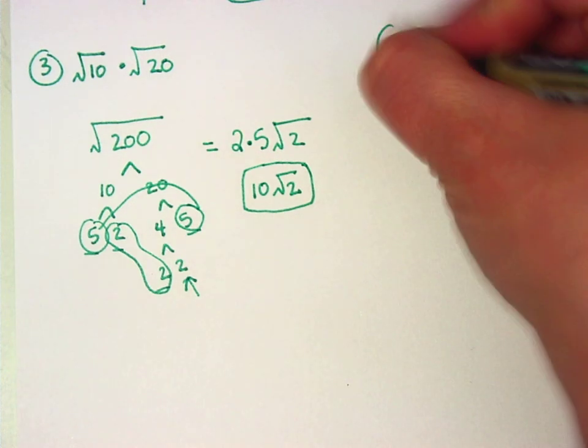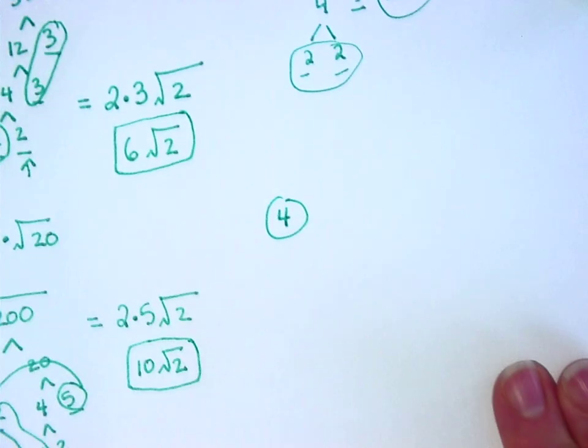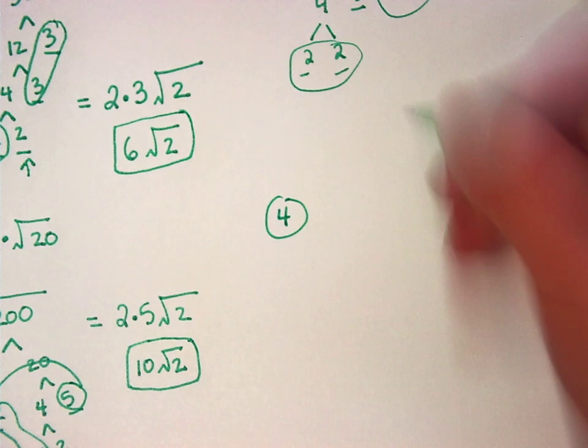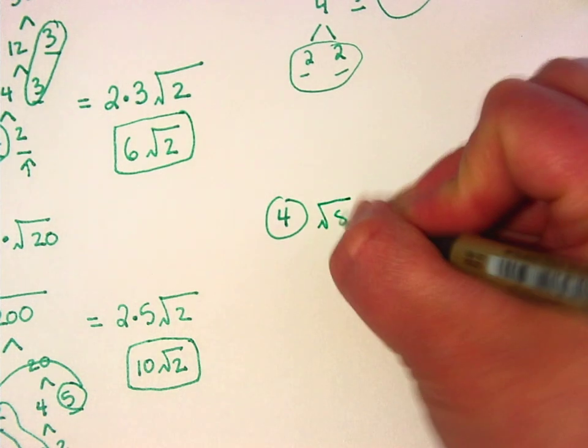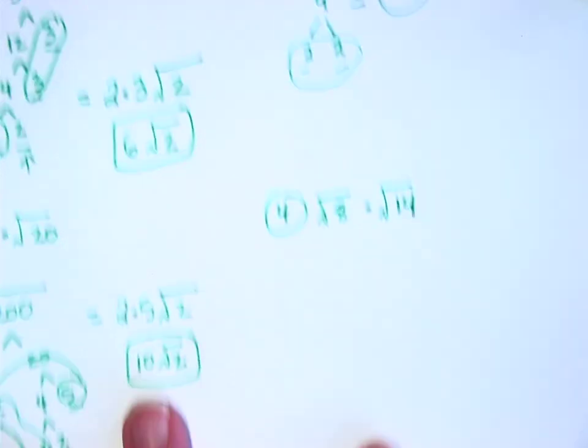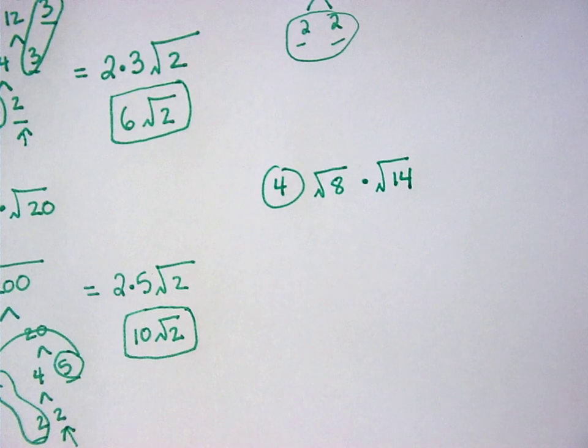All right. We're going to try one more with your partner and then call it a day. Try with your partner the square root of 8 times the square root of 14. We'll go over this answer tomorrow, but talk to your partner now, please.